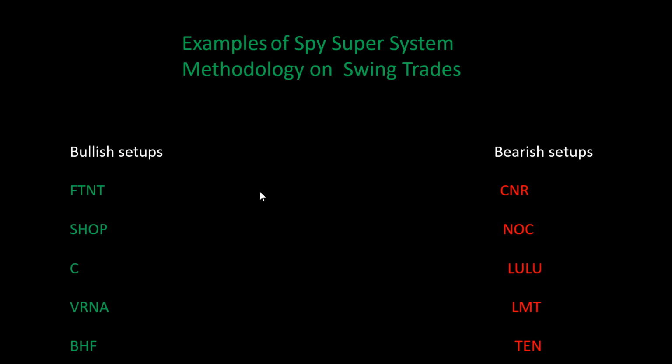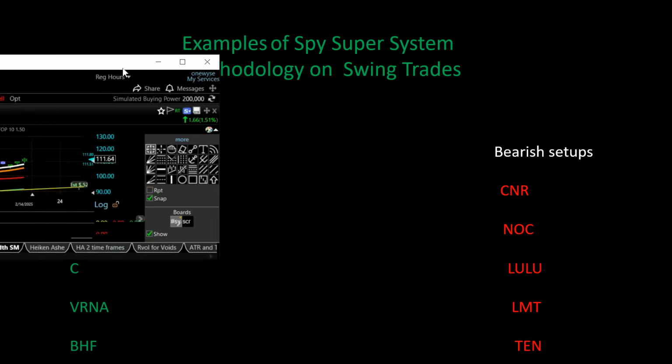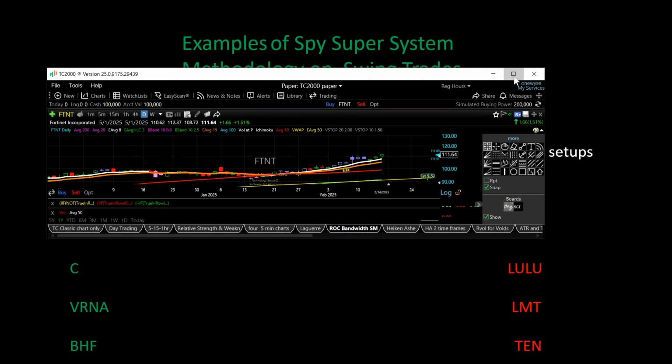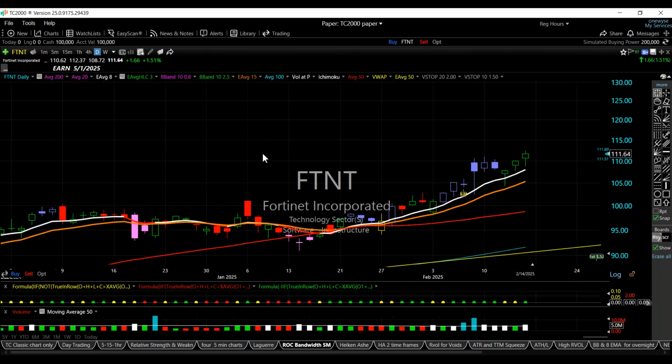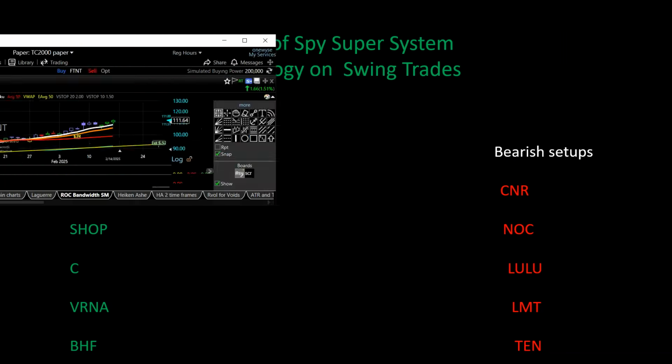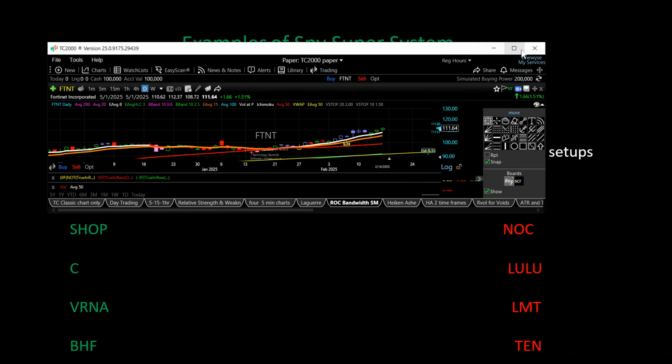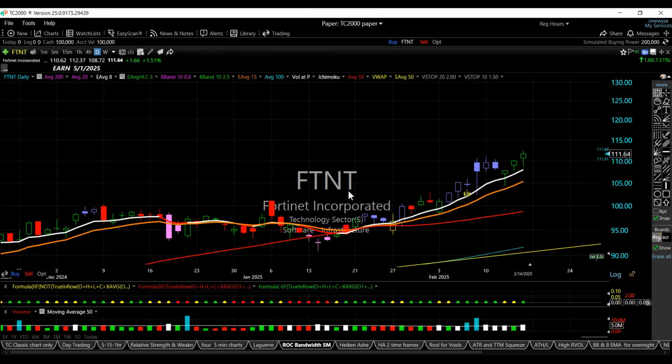All right, so these are the stocks right here. Now I'm just going to leave this up here, and I'm going to go look at a TC2000 chart. This is going to be in the webinar, so you'll get this when the webinar comes. But I'm going to pull over my TC2000 chart. First I'm going to look at this one. This is FTNT. That's the one we just talked about.